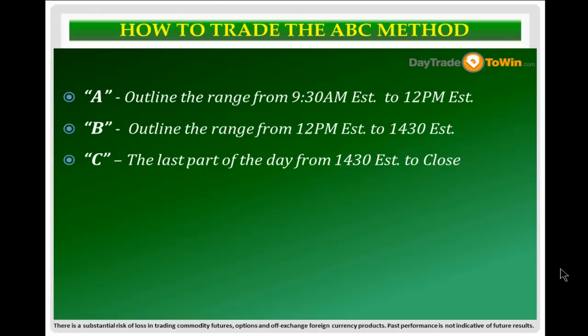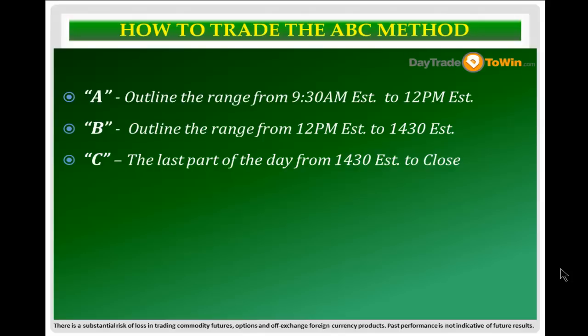So the ABC pattern. Okay, I look at this every day. I break up the day into 3 very specific parts. The A part of the day could be 9:30 to 12 o'clock. The B part of the day is from 12 p.m. Eastern Standard to 14:30. And the C part of the day, the last part of the day, is from 14:30 to close.